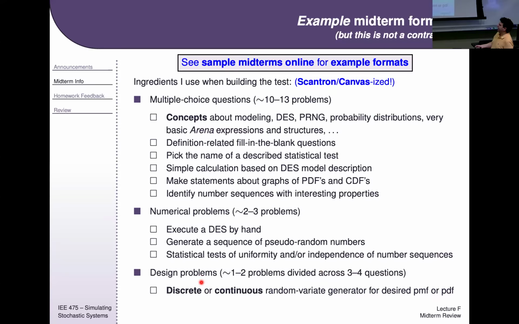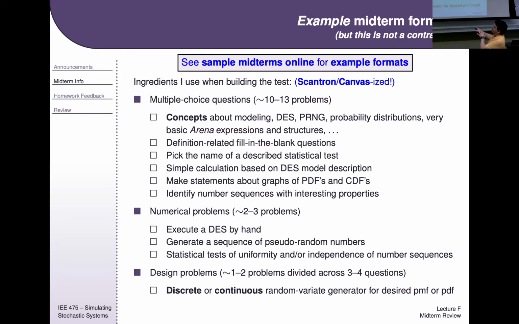So we've now talked about random number generation and random variate generation, both discrete and continuous random variate generation. That's definitely a skill you want to have, because you do run into distributions that Arena doesn't have available. So you want to make sure you practice how you build your own random variate generators. So at least one, maybe two design problems, but that's the rough structure. And again, if you look at the sample midterms, you can see how I do this and you can see a lot of commonalities there.